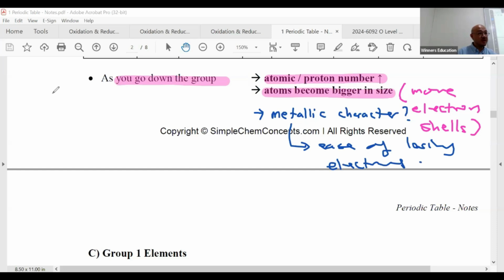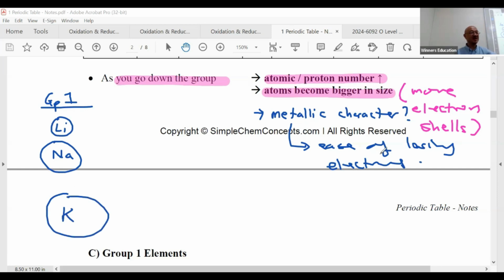So let's use group 1 for example. We have lithium, sodium, potassium. So what is the difference, right? We know that they become bigger. More reactive, that's what we're going to talk about next week. They become bigger, right? The valence shell, right? So take a look. We want to lose this electron. Do you think by going down the group, it is easier or more difficult to lose the electron?